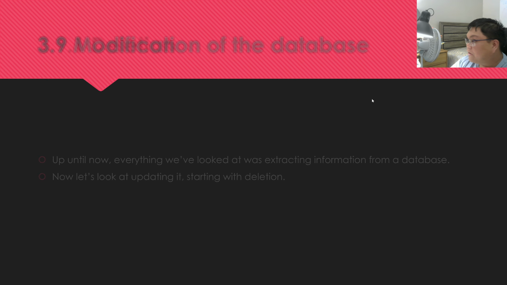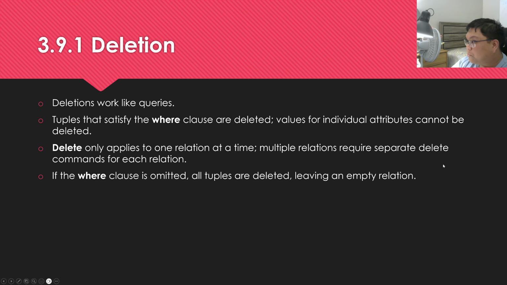So let's look at that. Deletions work like queries. Tuple sets that satisfy the where clause are deleted. Values for individual attributes cannot be deleted. Delete only applies to one relation at a time. If you want to update multiple relations, you need separate queries for those.